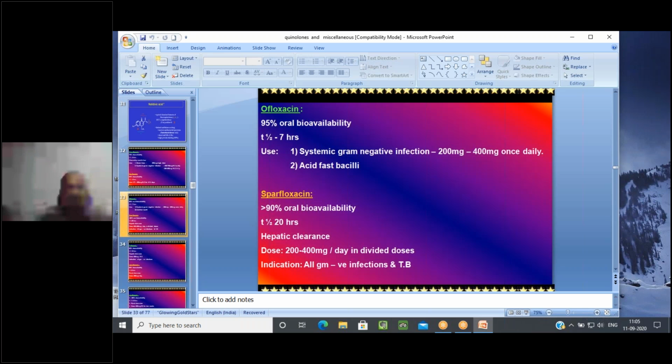Next one is pefloxacin. It has almost 90% bioavailability. Half life is 12 hours. Clearance is mainly hepatic. Dose is 400 milligrams, 2 times per day, for all gram negative infections. Okay, lomefloxacin, bioavailability.